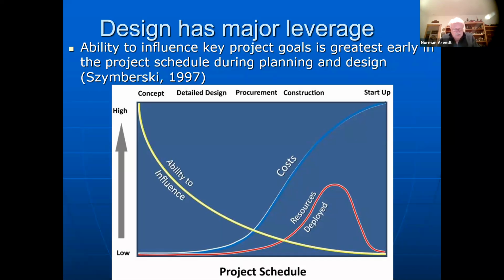This chart has been adopted from the construction management literature, and the ability to influence safety is on the vertical side, and the project schedule is on the horizontal side. And as you can see, if you include construction site safety as a consideration right at the start, you can really influence the design.